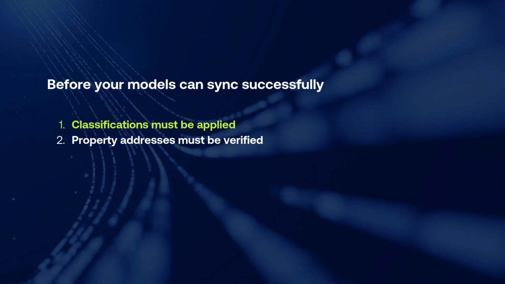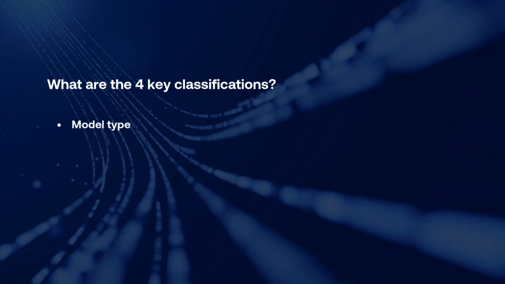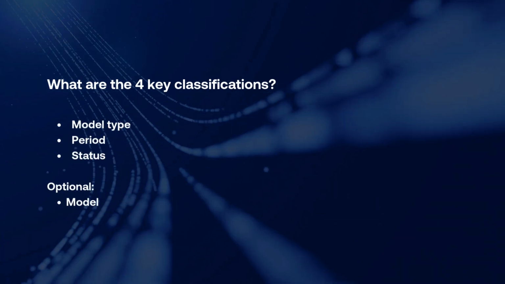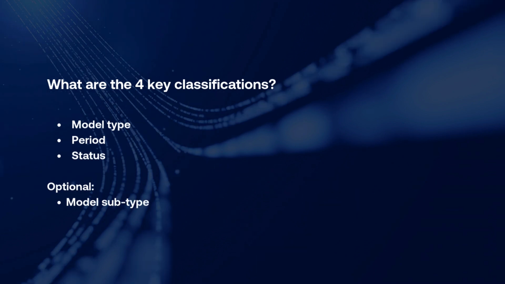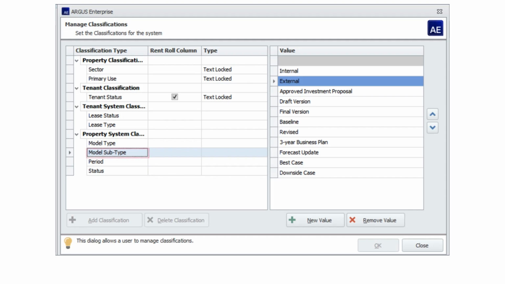Let's dive in. To properly set up your data, each property model in ARGUS Enterprise must be tagged with model type, period, and status, and optionally with model subtype. Let's go through the settings. Model type must use one of 5 predefined values: business planning, budget, acquisition, valuation, or what if.